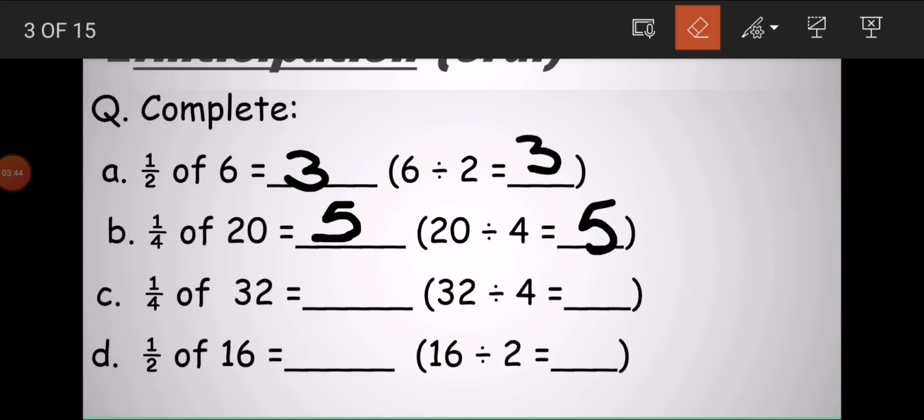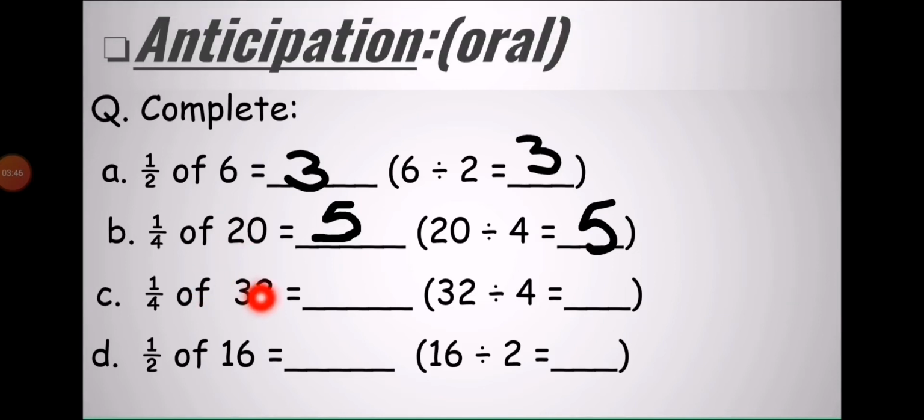Now C part. 1/4 of 32 is equal to dash. 32 divided by 4 is equal to dash. Again a division sentence with the fraction because we are dividing 32 into 4 equal parts. Or we have to find out the one part out of 4. Total is 32 and what is the one part out of 4? When we divide 32 into 4 equal parts, what comes in each part?